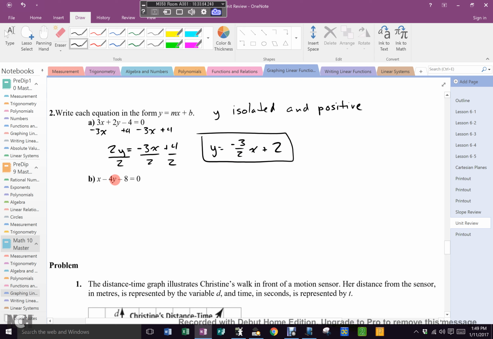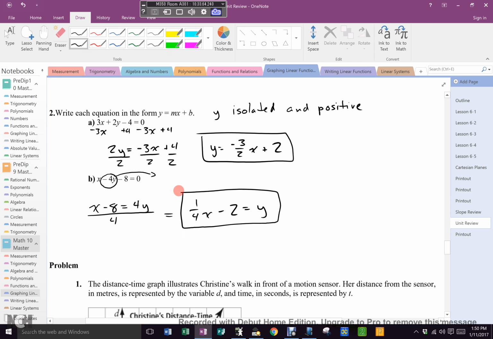This one, same thing, except you see y is negative. So I'm going to move y to make it positive. X minus 8 equals 4y. Divide everything by 4. 1/4 x minus 2 equals y. And now that's in the right form.